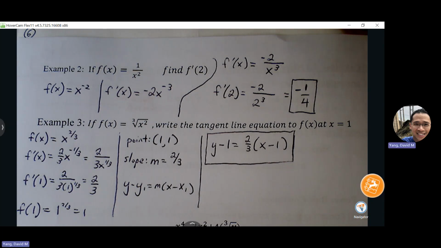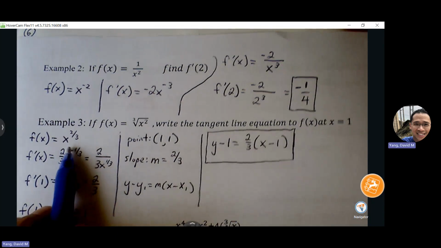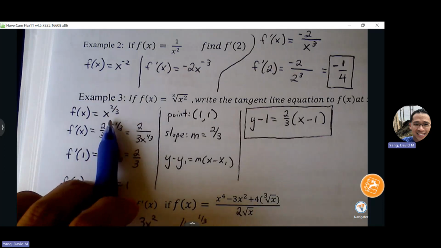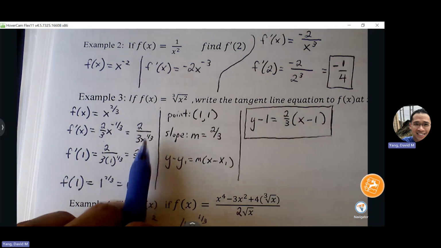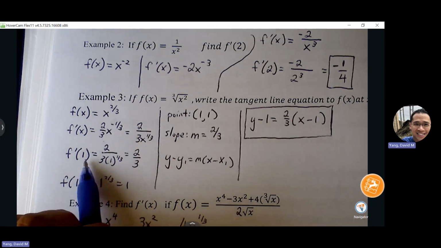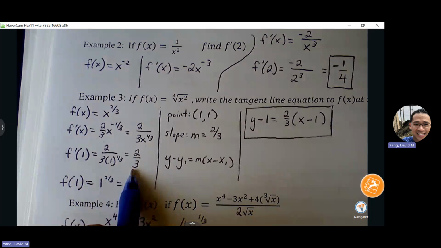Our function is x to the 2/3. We get it ready for power rule by converting that radical form to a rational form. So once we have our function settled, we can find the derivative. We bring the 2/3 down, subtract 1 from the exponent, do some cleanup, and then I'm ready to find the derivative. So I insert 1 into the derivative function, get it down to a number, and that number is going to correspond to the slope.